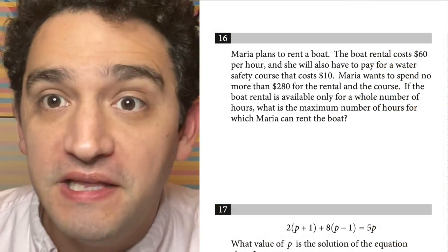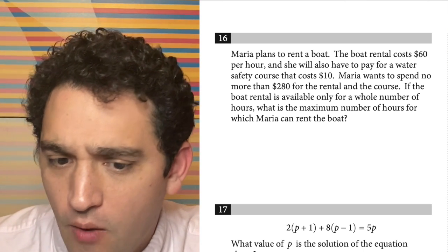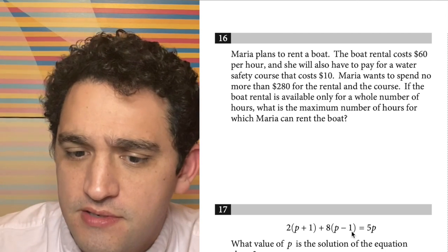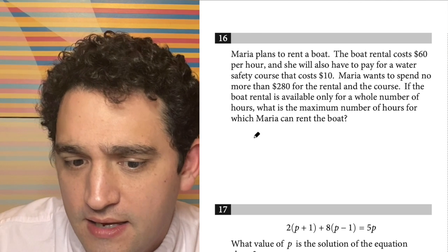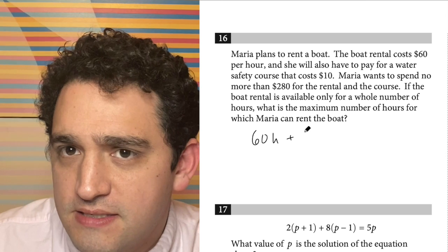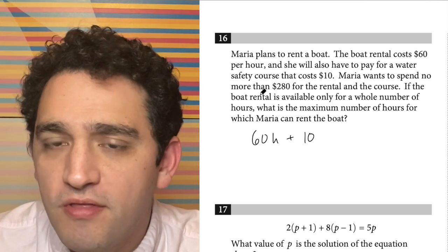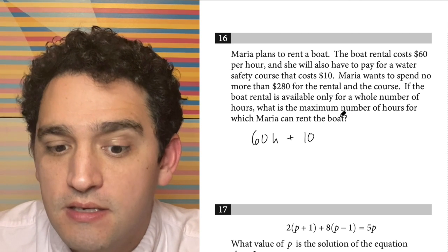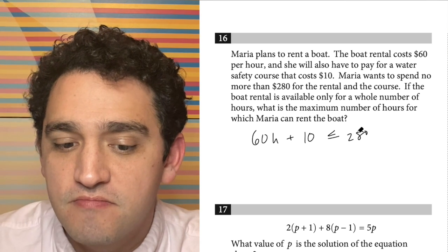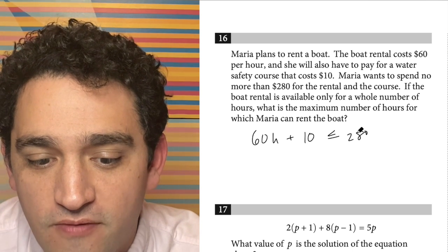For number 16, we have a nice word problem with money. It means we probably need an equation. Maria plans to rent a boat. The boat rental costs $60 per hour, and she will also have to pay for a water safety course that costs $10. So that sounds like it's saying $60 per hour plus a $10 safety course. Maria wants to spend no more than, which means less than or equal to, $280. What is the maximum number of hours for which Maria can rent the boat?